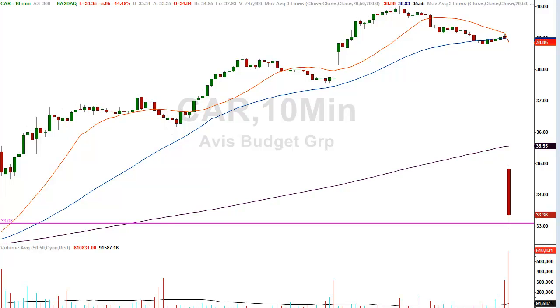So as you can see on Avis Budget, this trade is over. Regardless of whether the stock continues higher or comes back down, this trade for today, for me, is over.